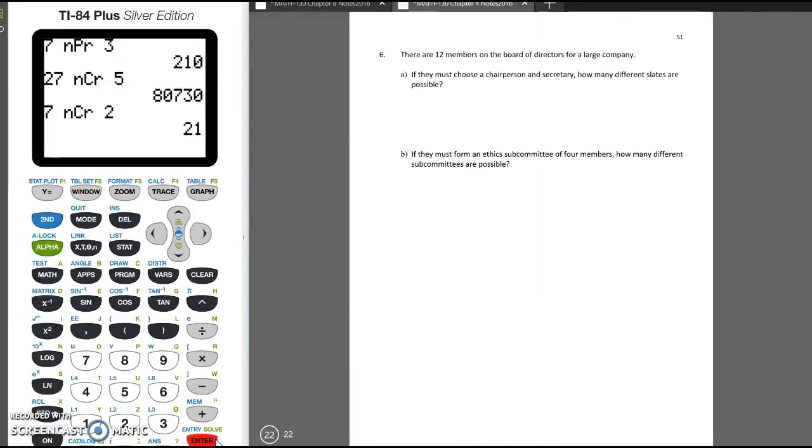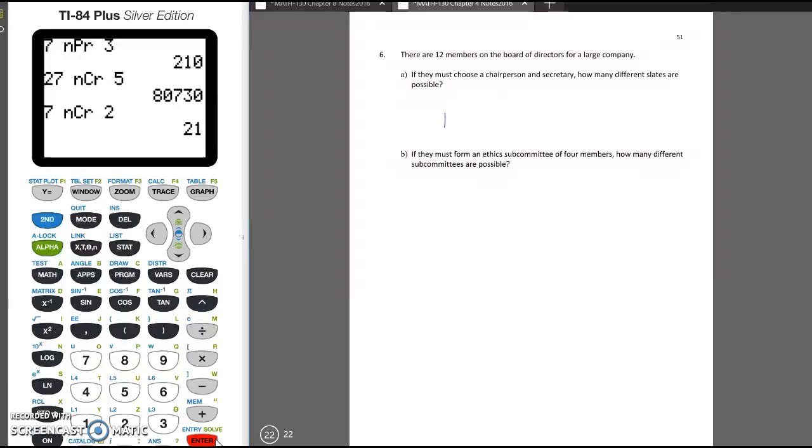Okay, we have just 2 more problems we're going to look at. It's really one problem with 2 parts. So it says there are 12 members on the board of directors for a large company. So part A says if they must choose a chairperson and a secretary, how many different slates are possible? So they're choosing 2 positions, and those 2 positions mean we really care about the order.